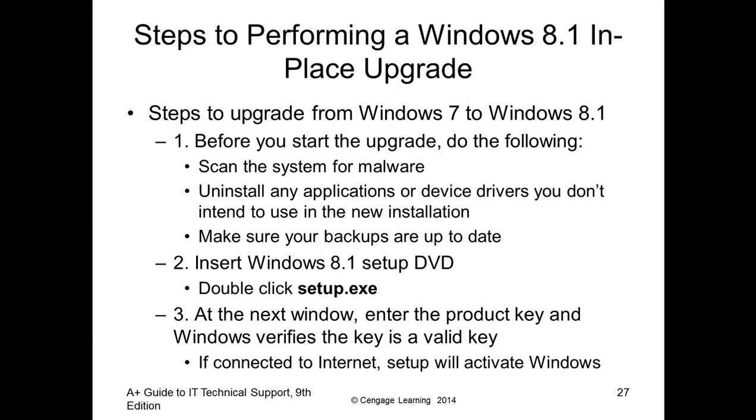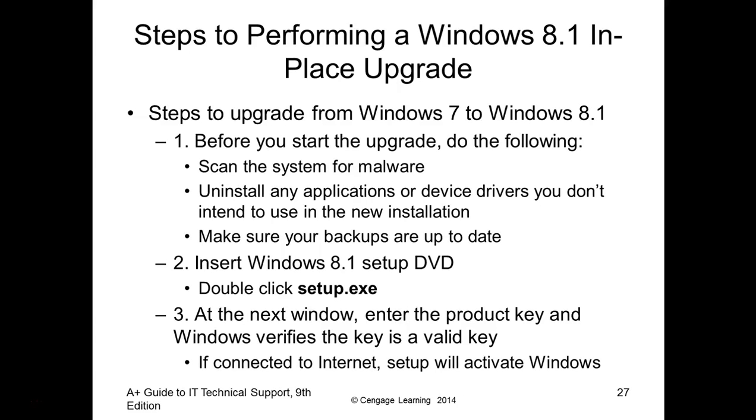Okay, first we're going to look at doing an upgrade, in this case Windows 7 to Windows 8.1. Before you do an upgrade, you want to scan the computer for malware or viruses, uninstall any applications or device drivers you don't want to use in the new installation, and make sure your backups are up to date. Pretty straightforward. Then you go ahead and insert the DVD.